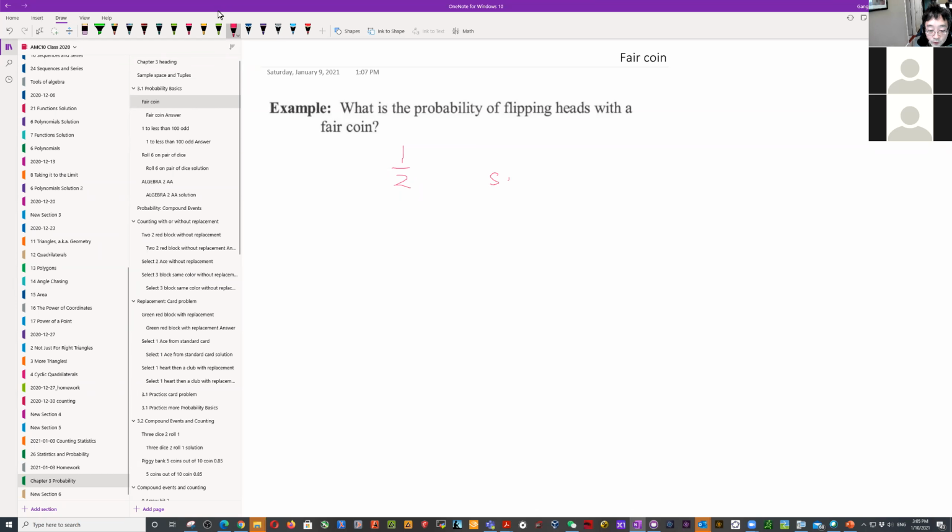Basically the sample space is a two-member set. The first member is head, the second one is tail. So this is the whole set that makes up the sample space. The cardinality is just a fancy word for the total count. So the cardinality of this sample space is 2.